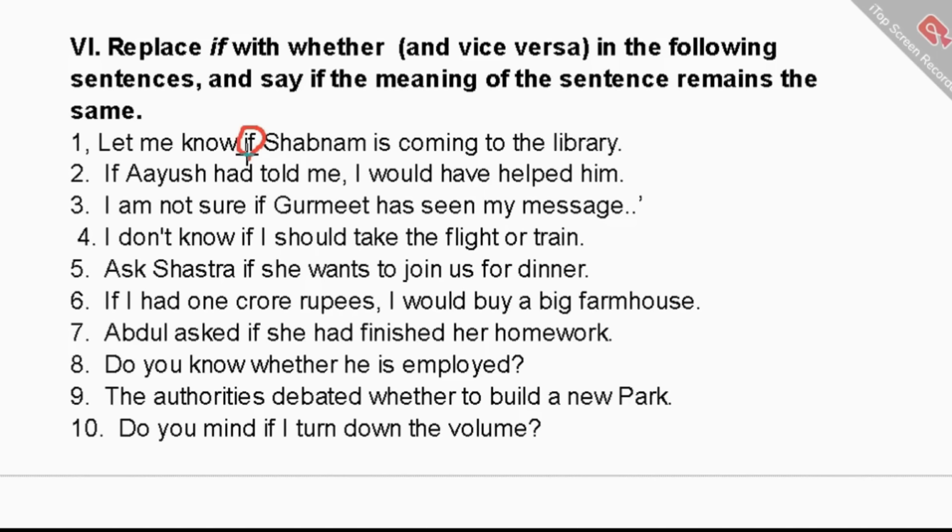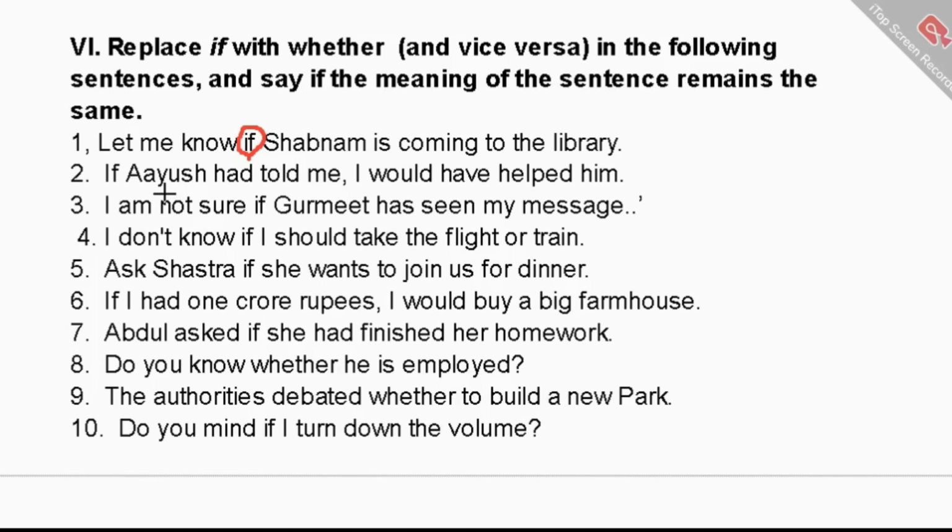Second one, if Ayush had told me, I would have helped him. So whether Ayush had told me, I would have helped him. So the meaning here changes slightly. Whether in this case makes the sentence sound more formal, whereas if is more commonly used in hypothetical situations.